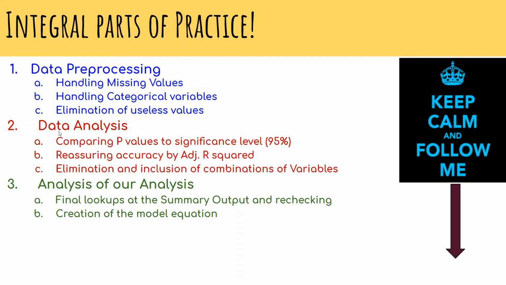In the second stage we are going to compare the p-values of our data set to a significance level of 95%. A significance level of 95% means a p-value of 0.05. So we are going to compare all our p-values with 0.05 and improve our model, and we are going to reassure the accuracy of the model by the adjusted r-squared every single time we change the p-values.